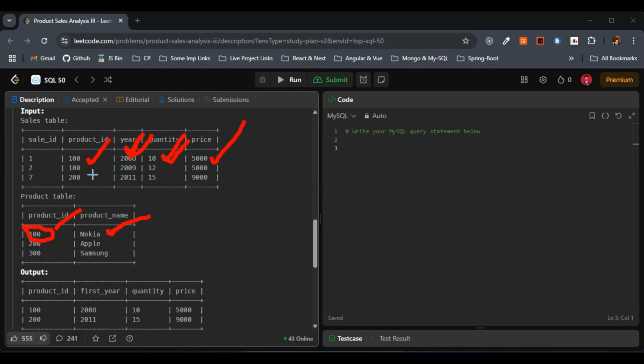Next, let's go with product 200. This one we will not consider, sale ID 2, we will not be considering. So the first one we will consider.